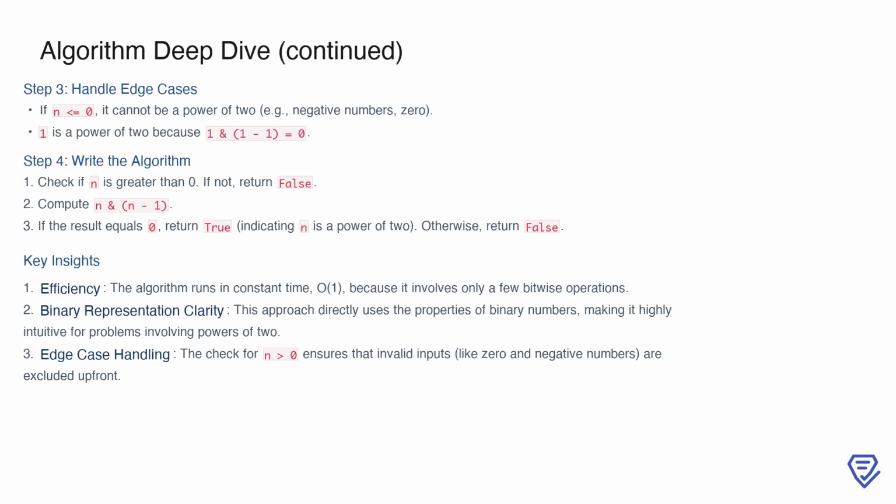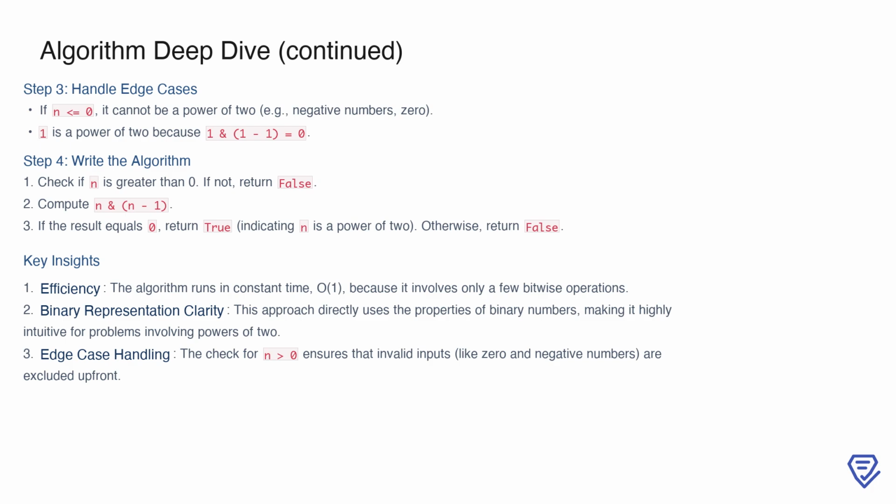To make the algorithm robust, we need to account for edge cases. If n is less than or equal to 0, it cannot be a power of 2. This includes negative numbers and 0. Additionally, the number 1 is a special case. It is a power of 2 because it satisfies the condition that 1 AND (1-1) equals 0.